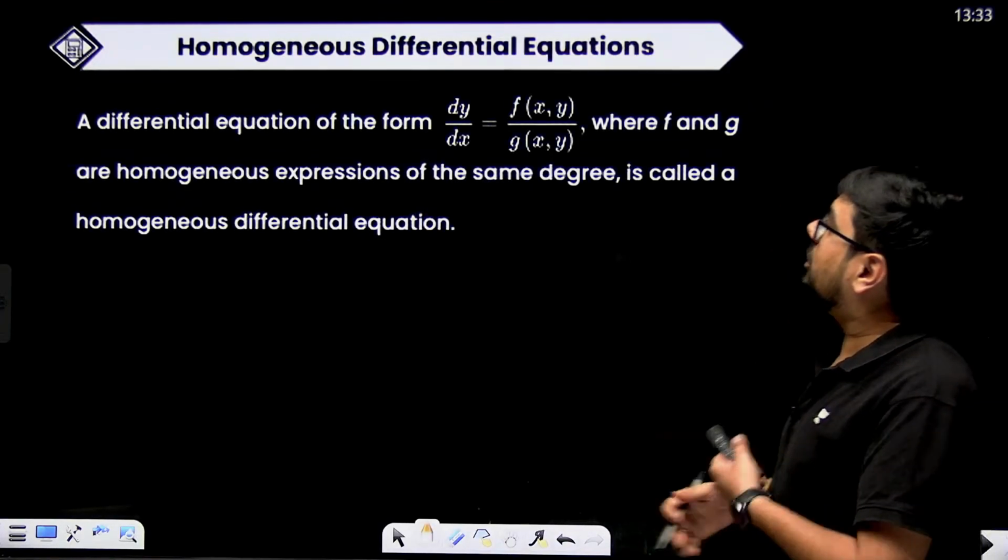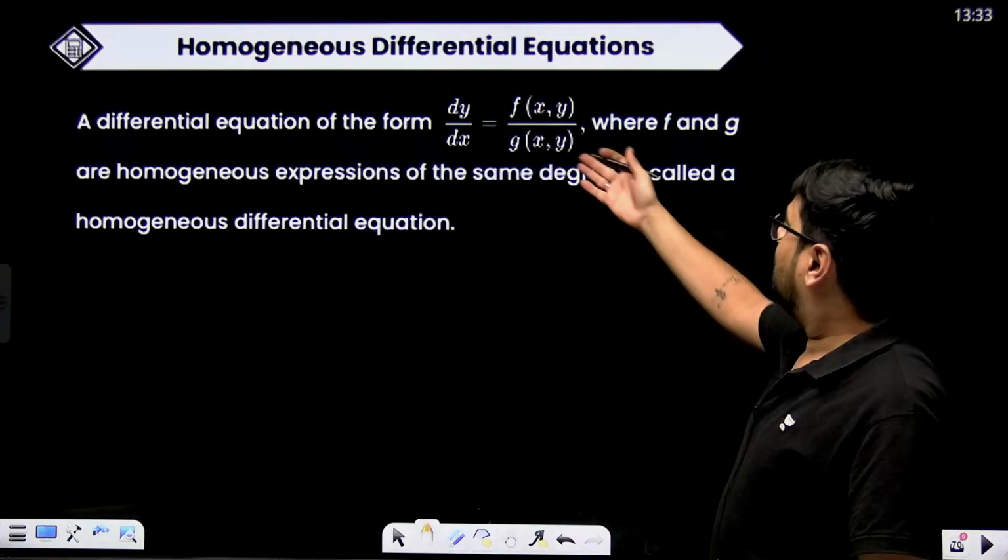Alright, a differential equation of the form dy by dx is this. Yeah, this you understood, right?